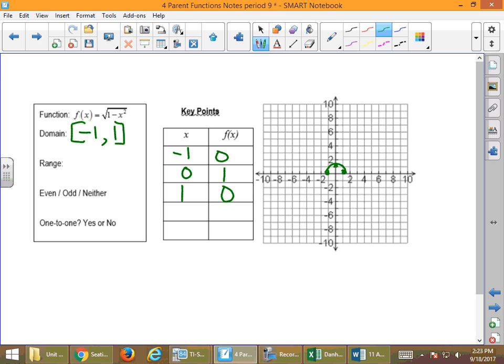And our range. Our range is the lowest value to the highest value. Well, our lowest value is 0 and our highest value is 1. And again, those are both on the graph.